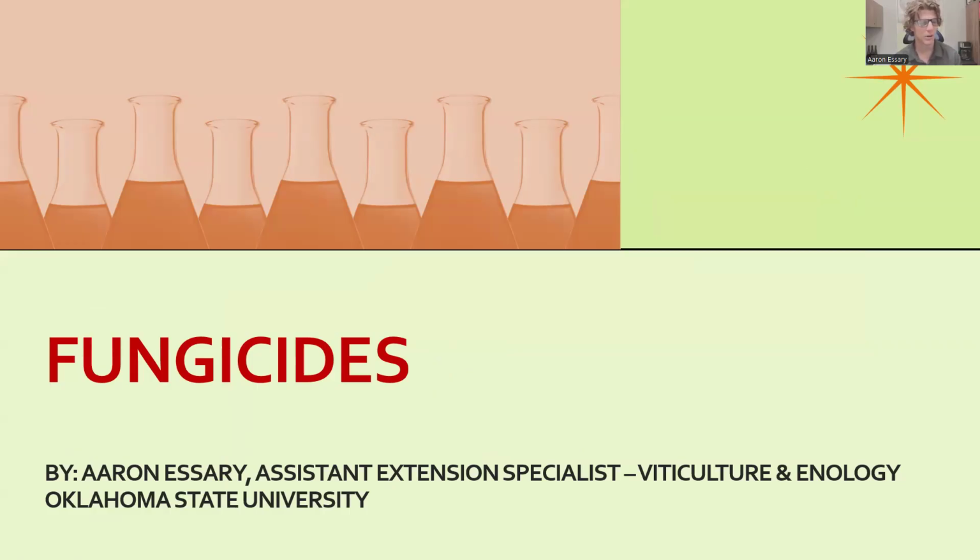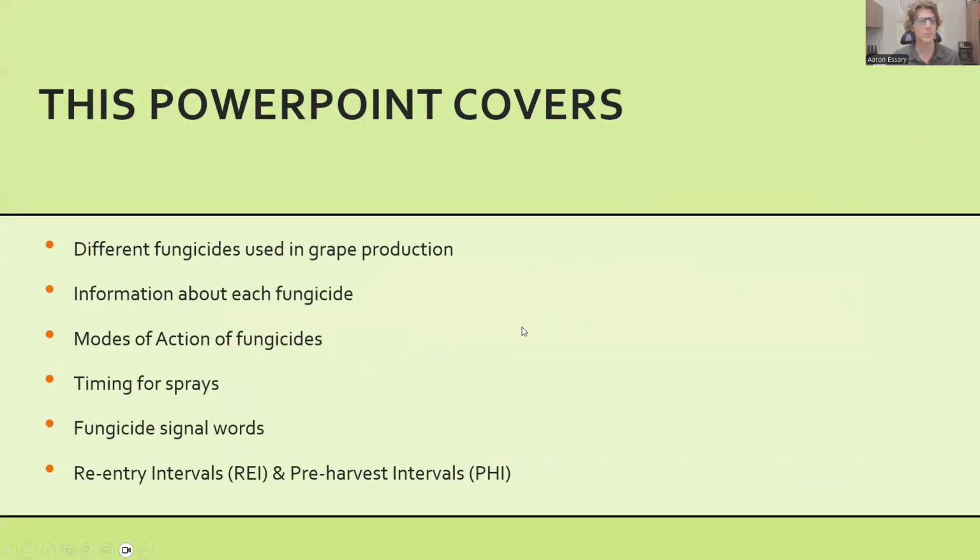And today we are talking about fungicides, particularly for vineyard and grape production. So this PowerPoint will cover the different fungicides used in grape production and common ones. There's many different fungicides, but we'll just cover about a dozen that are used. We're going to cover modes of action, the importance of rotating your fungicides, the timing of the sprays, signal words.